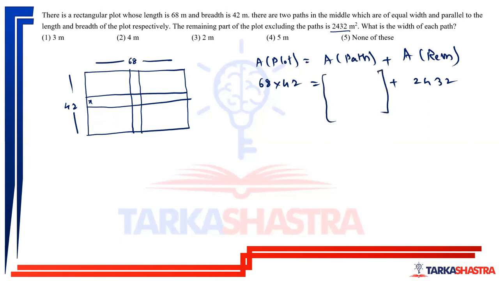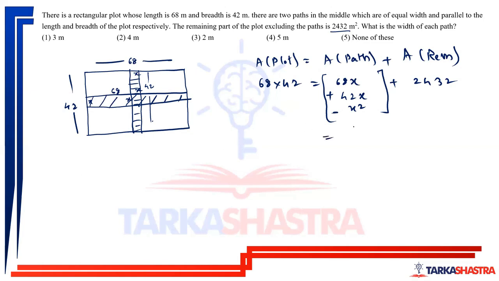Area of this path will be x into 68, this small rectangle. So 68x plus area of this one will be, this is x, equal width, and this height is 42. Yes or no? So that is 42x minus this x square. This is x, and we have considered this area twice. So minus x square. Okay, so just the calculation is remaining now.